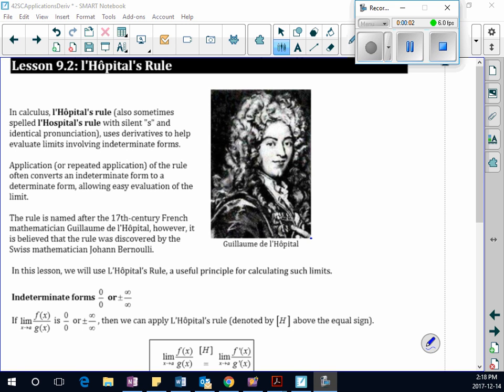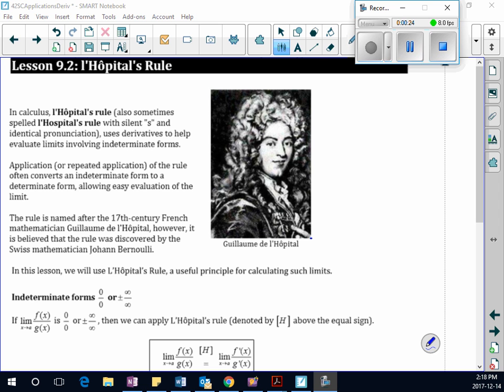Sometimes you'll see it spelt like a hospital, but it is a silent S. And so this is a little bit of history just for you, because I kind of thought I'd put that in there. So he figured out that if you use derivatives, it helps evaluate limits involving indeterminate forms.